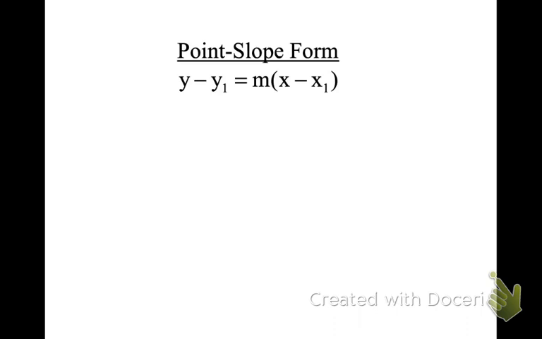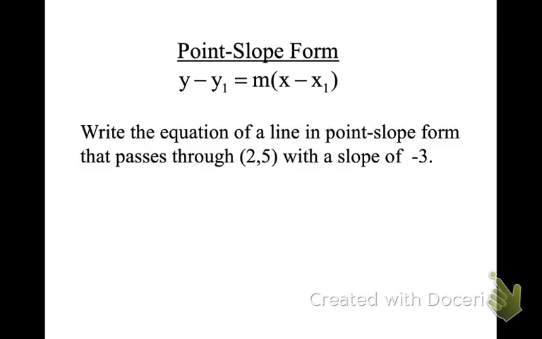So point-slope form is this, and the way we would use it is when given a slope and a point, the easiest equation to use is point-slope. It's one of my favorites because I find it to be the quickest. All right, point-slope. So the point goes in for y1 and x1. The slope is substituted in for the m.